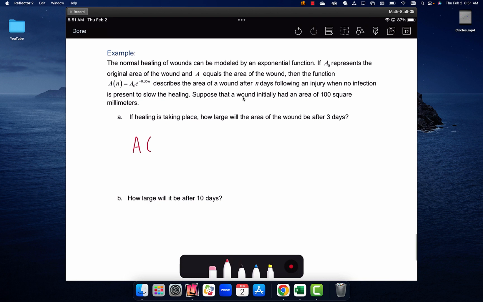A of n, we're going to replace the n with 3 days. A sub 0 is our initial amount. They tell us the initial area is 100 square millimeters. So I'll plug in 100. E to the -0.35, and we're replacing n with the 3 days. From here, we'll just throw it into the calculator.